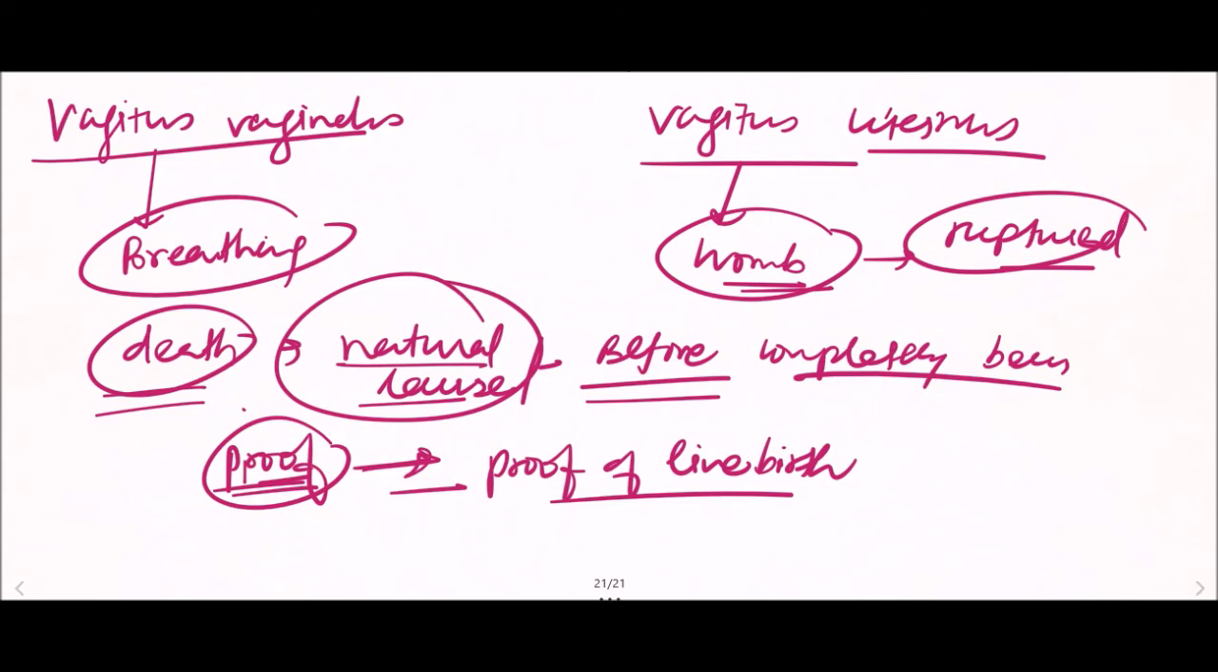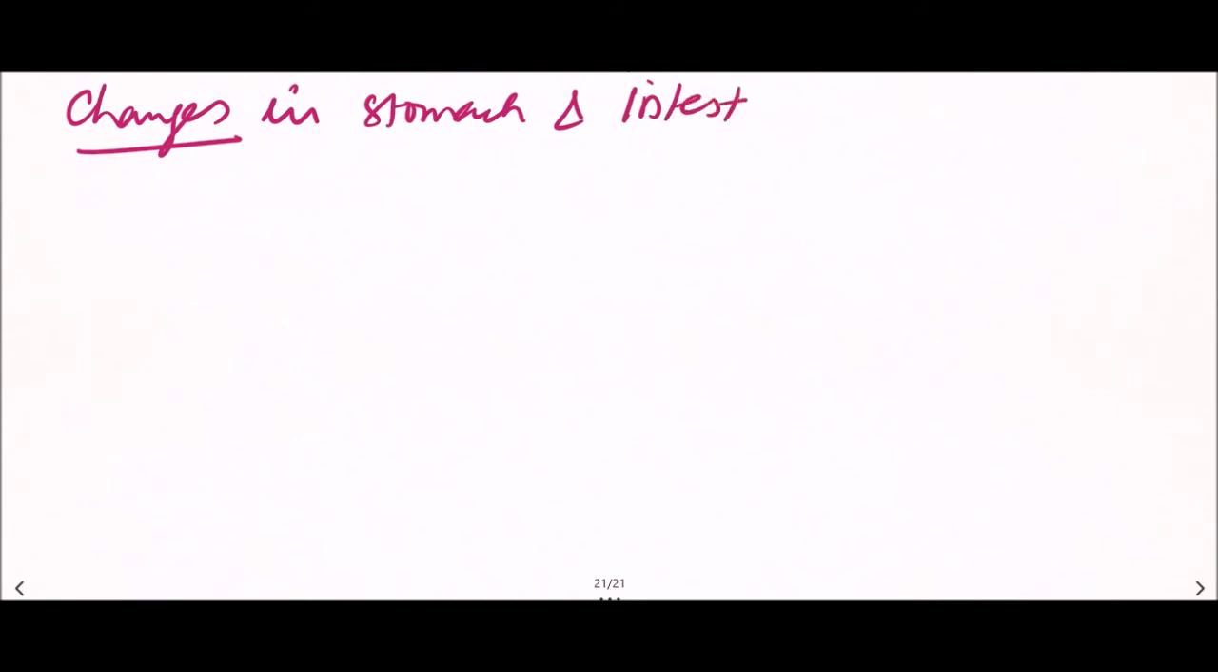Now, various changes in stomach and intestine. The stomach and intestine are removed after tying, the same method, double ligature at each end, and they float in water if respiration has taken place. Otherwise, they sink. So this test is similar to the hydrostatic test.